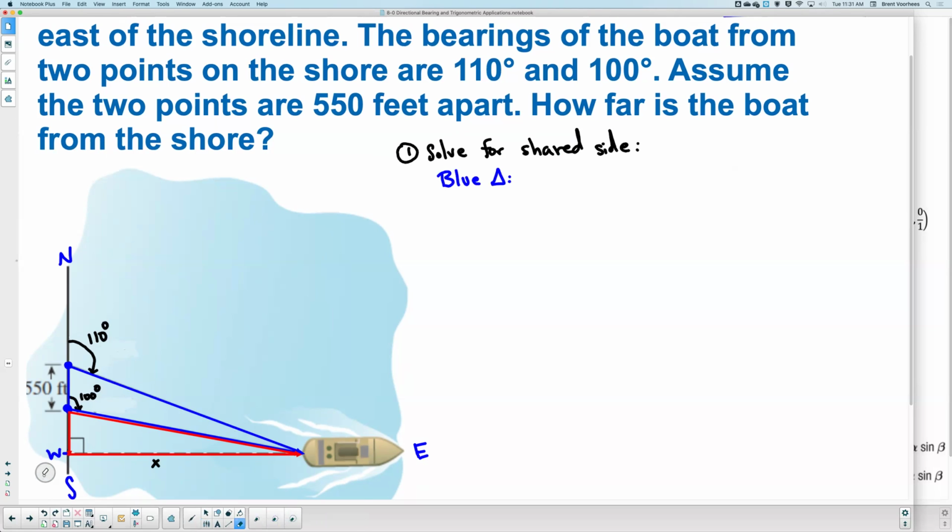We need to solve for the shared side. So the shared side is right here. Would y'all agree with that statement? The shared side is right there. This is the shared side.